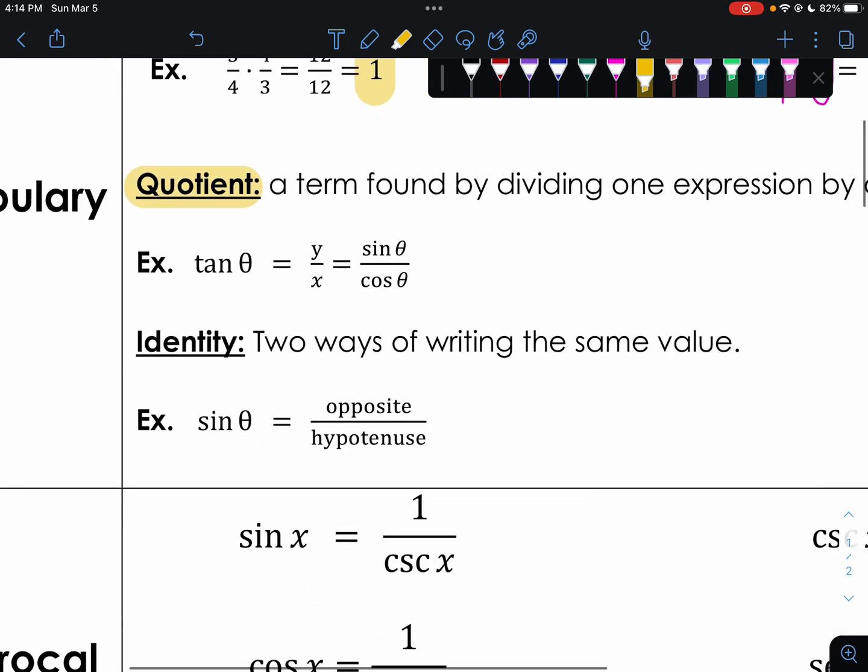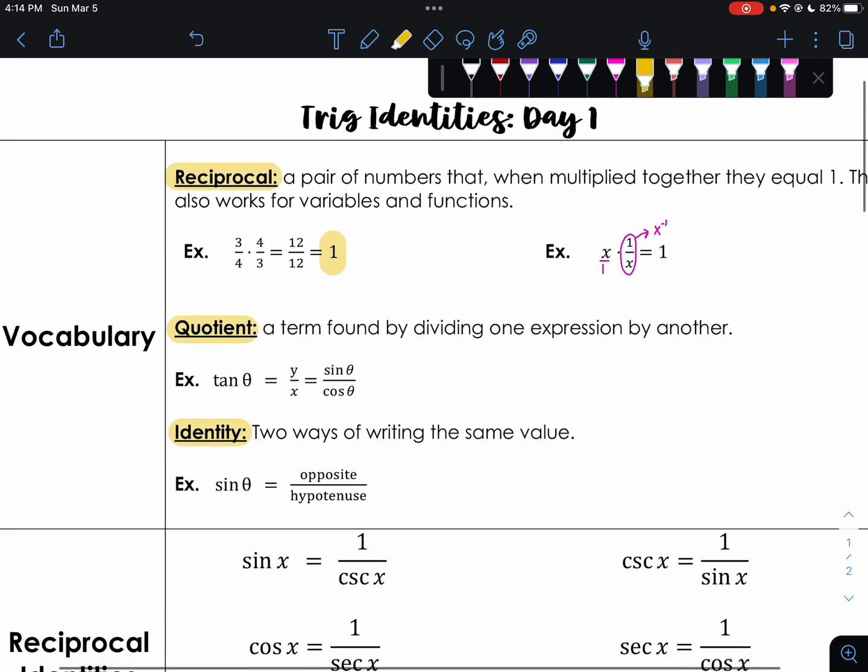And then the last one is an identity. Two ways of writing the same value. So we know sine of theta to be equal to the opposite over the hypotenuse. We could say cosine theta is equal to adjacent over hypotenuse. Tangent is equal to opposite over adjacent. So those are things that we've learned. That is called an identity.